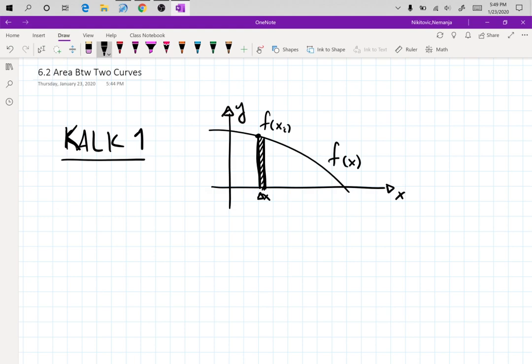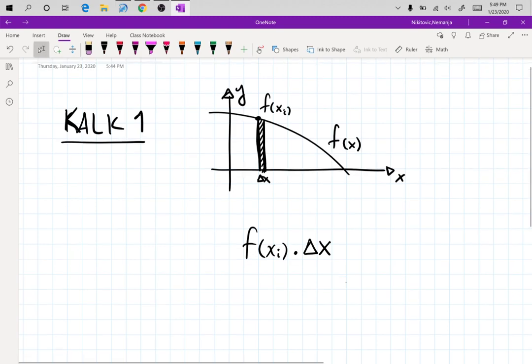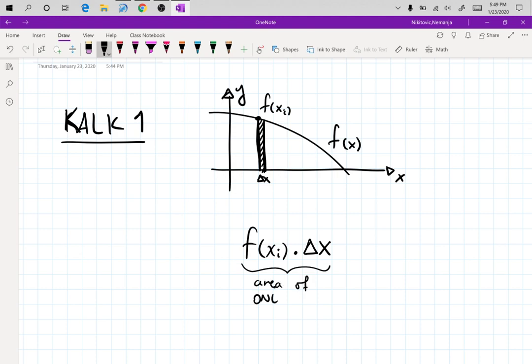So to find the area of a single rectangle, I will write f of xi times delta x. And that is 1, the area of one rectangle.